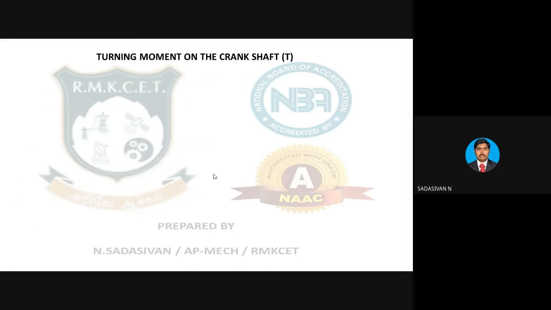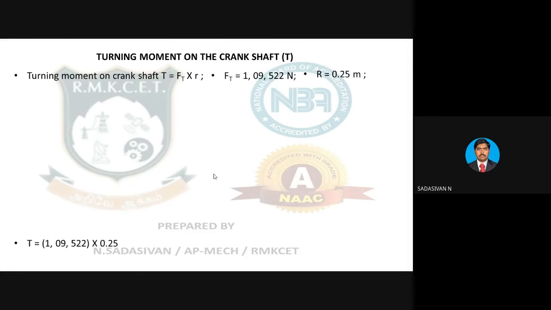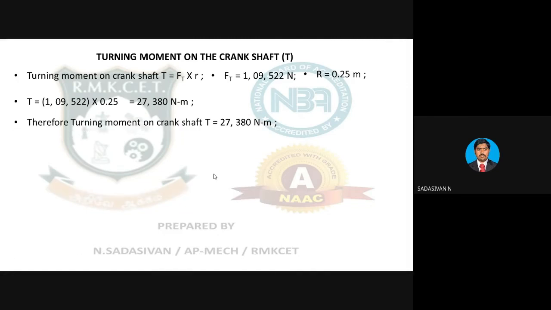The last subdivision of the problem: turning moment on the crankshaft, torque. Since you already know Ft, torque equal to force into radius. Which force? I mean the tangential component. Torque equal to Ft into R. Ft is 109,522. R is 0.23. Just multiply them. Be careful with the units: Newton meter. Don't just write Newton for torque. So it comes around 27,380 Newton meter. So turning moment on the crankshaft T is 27,380 Newton meter.